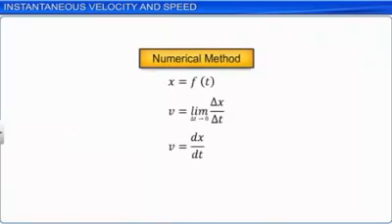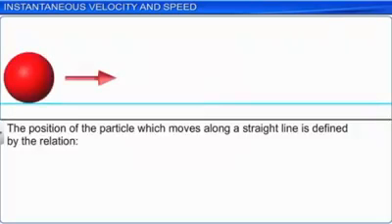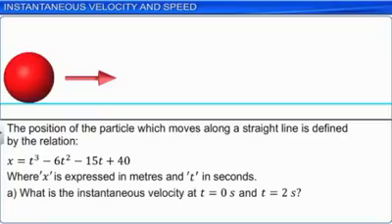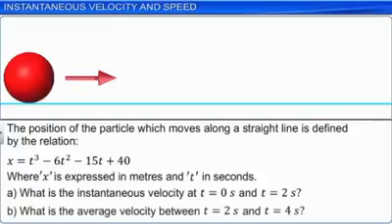The position of a particle that moves along a straight line is defined by the relation x is equal to t cube minus 6t square minus 15t plus 40, where x is expressed in meters and t in seconds. What is the instantaneous velocity at t is equal to 0 seconds and t is equal to 2 seconds? What is the average velocity between t is equal to 2 seconds and t is equal to 4 seconds?